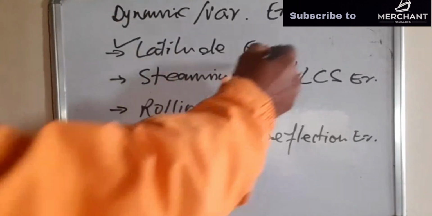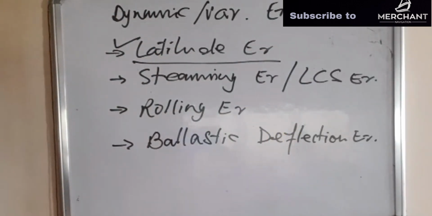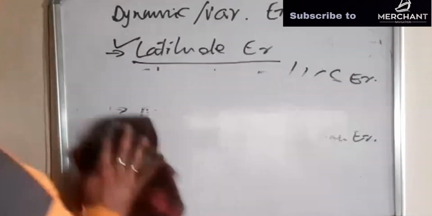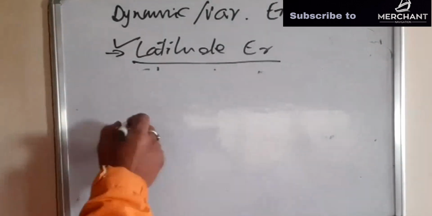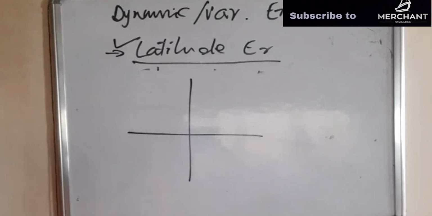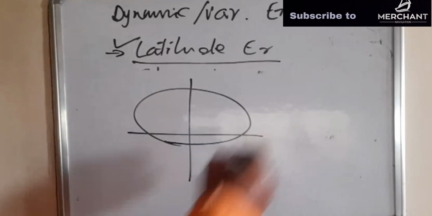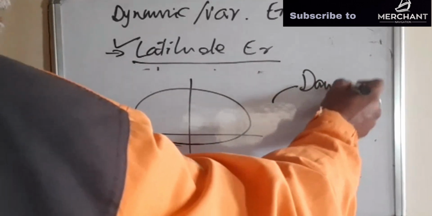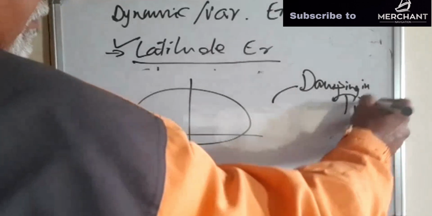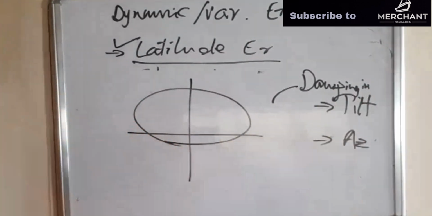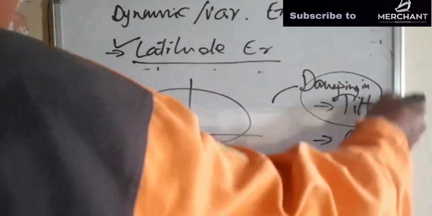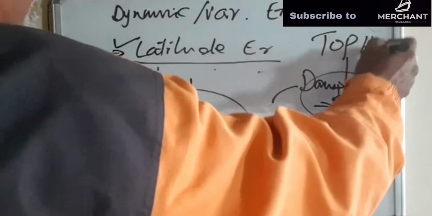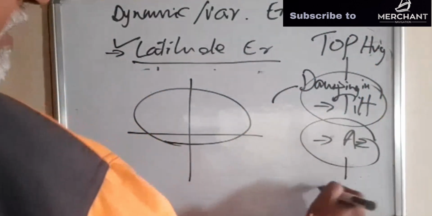First one is the latitude. That means it is related with the location of the ship where she is sailing. We know that a north-seeking gyro compass is tracing an elliptical path. When we do the damping, there can be 2 types of damping. Damping in tilt and in azimuth. There are 2 types of damping, right? याद है या नहीं? Yes, sir. Damping in tilt is used in top heavy gyro compass, and damping in azimuth is used in bottom heavy gyro compass.